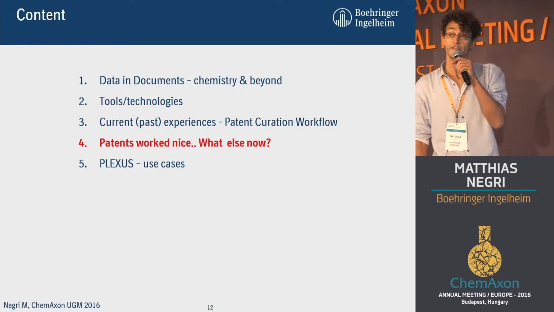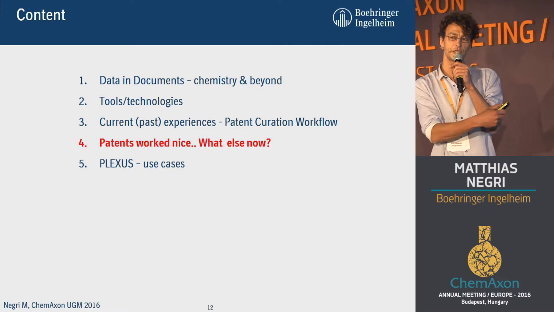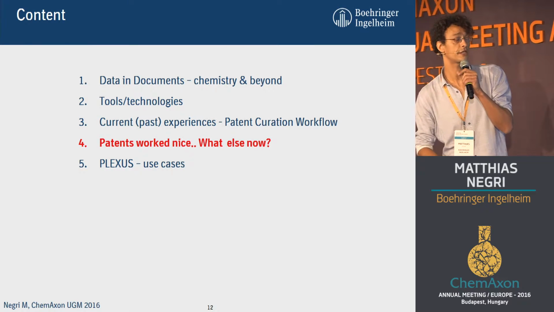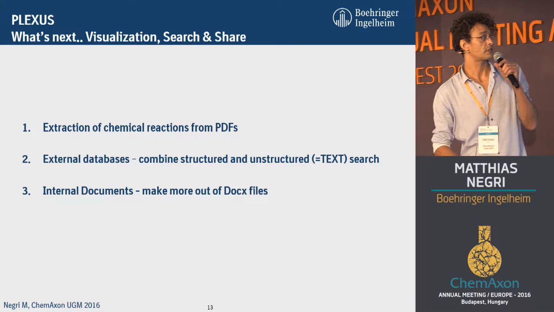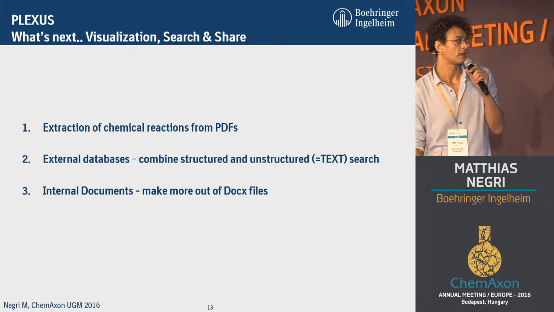So patents work quite fine. People were happy with the data delivered to them. And we tried to bring in these new tools I showed you. So OCR tools, OSR tools, chemical recognition. And the question was, well, what's next? What can we do else with other kinds of documents, not only patents?